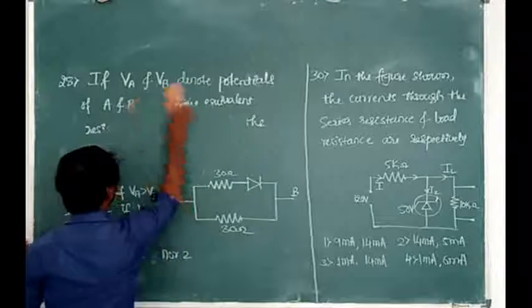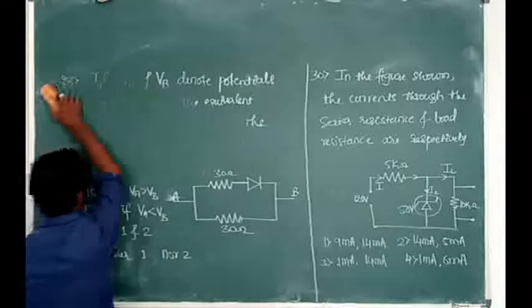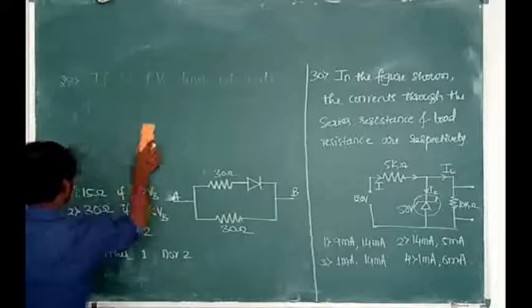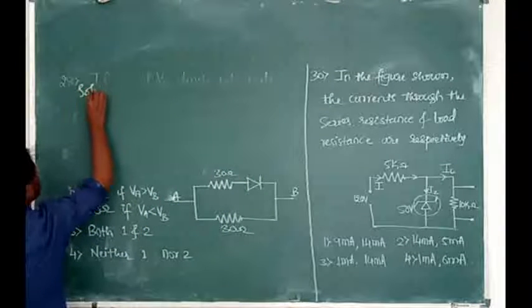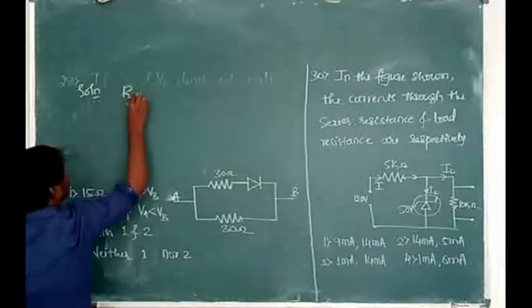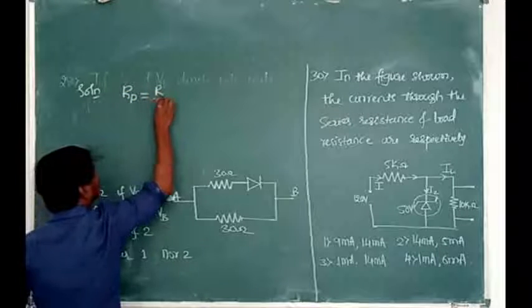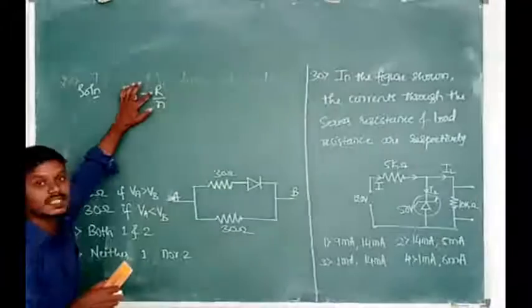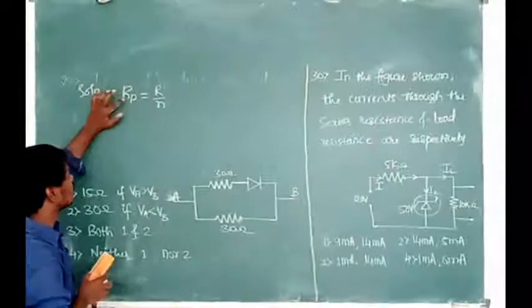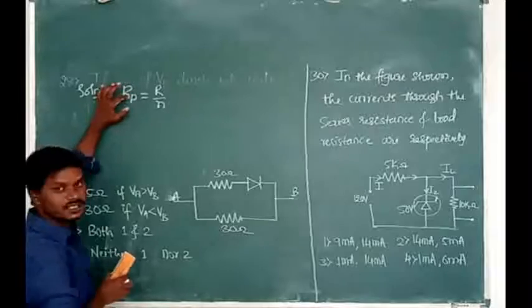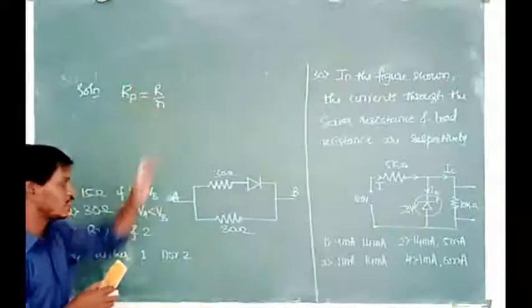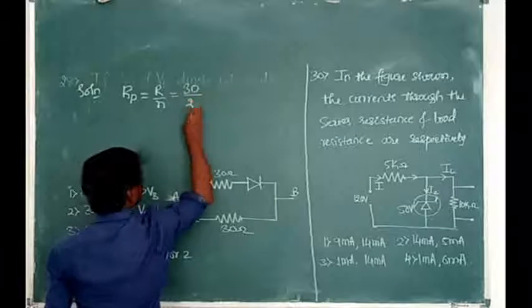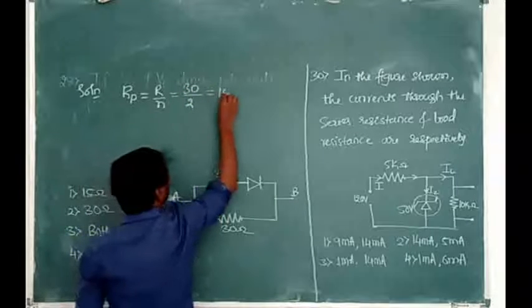Already we know how to find the equivalent resistance of two resistors connected in parallel if they have the same resistance. What is that formula? Solution: RP is equal to R by N. R by N. We use this formula only when the resistors have the same resistance. To find the equivalent resistance in parallel combination, we use this formula, RP is equal to R by N. What is R here? 30 ohm. Then how many resistors are there? 2. That means 30 by 2, that is 15 ohm.